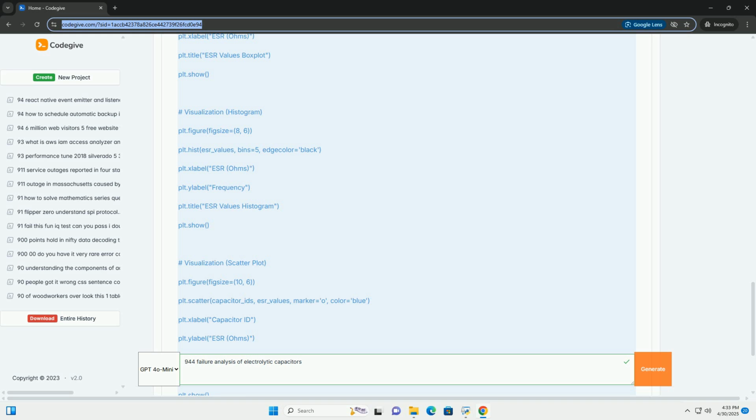Description: the capacitor becomes an open circuit, no connection. Cause: severed internal connections, due to corrosion or mechanical stress, or complete drying out of the electrolyte. Symptoms: the capacitor effectively disappears from the circuit. Complete loss of functionality in the affected circuit. Impact: the circuit will no longer operate as intended.